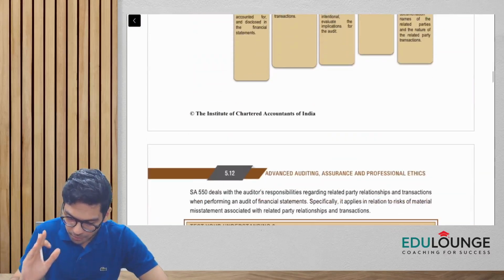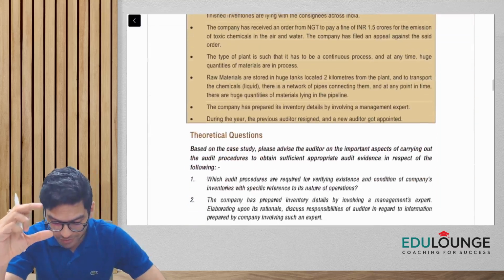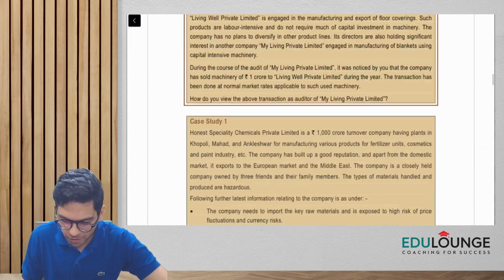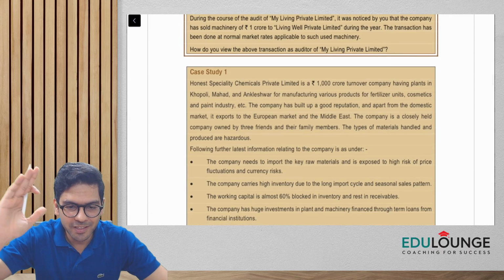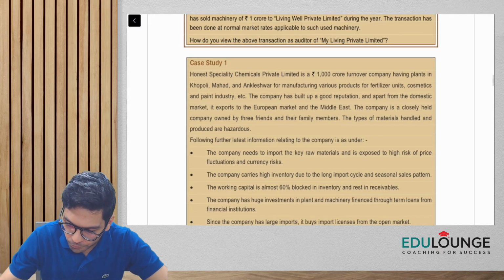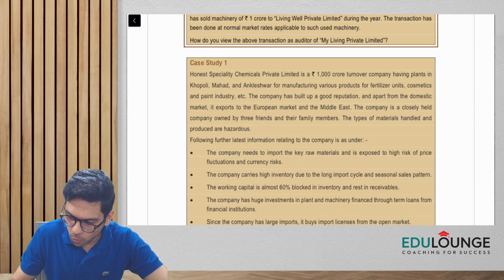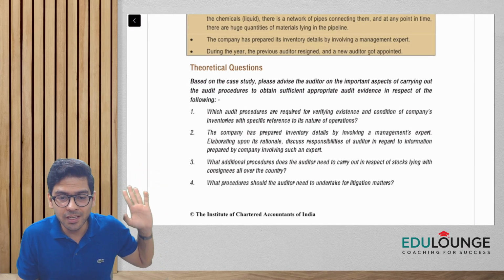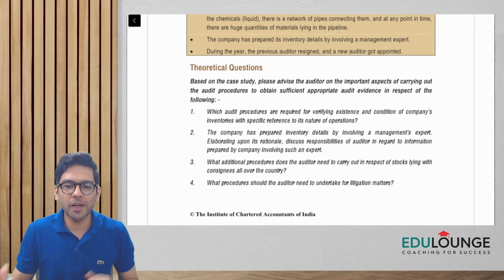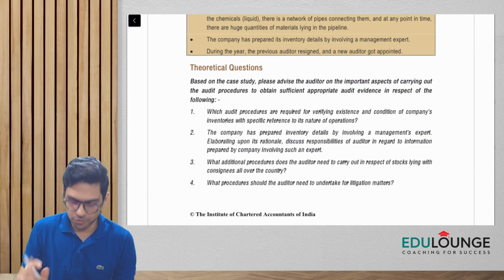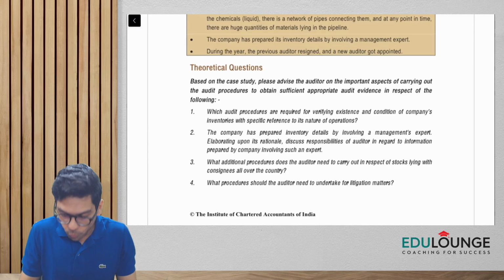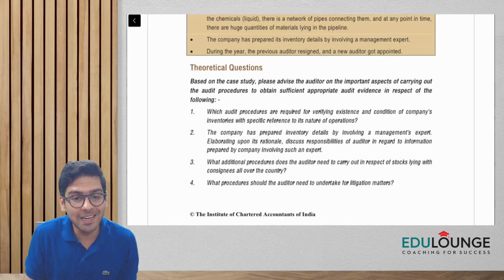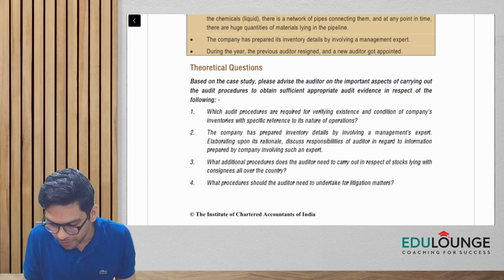But guys, let me just make you go through the kind of questions that they have asked. Now there's just one theoretical question. What they have done, they have given a big case study here, on a specialty chemicals company. I'm not going to go through the details of the case study here, but let's see the first question. It says, based on the case study, please advise the auditor on the important aspects of carrying out the audit procedures. Question number 1, which audit procedures are required for verifying the existence and condition of a company's inventory with specific reference to its nature of operations?